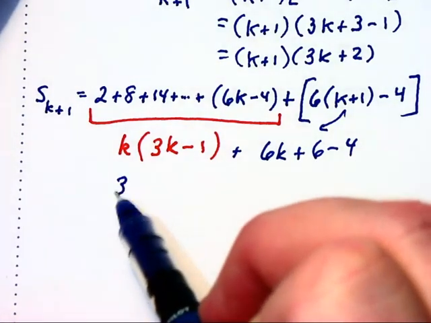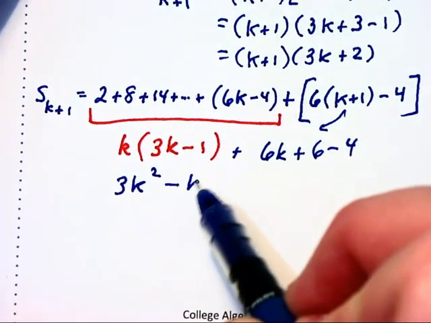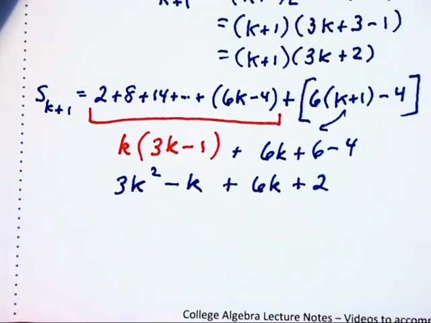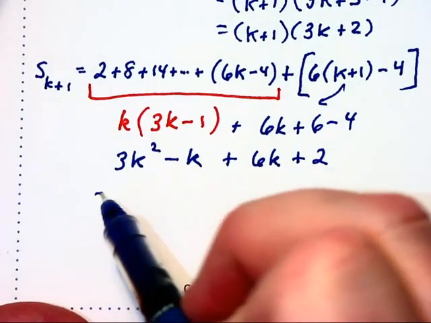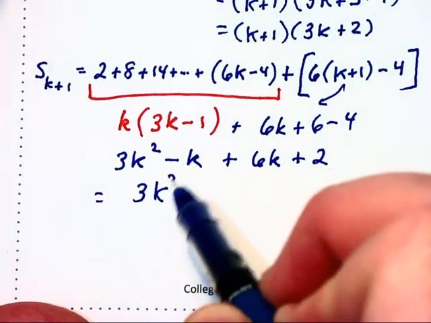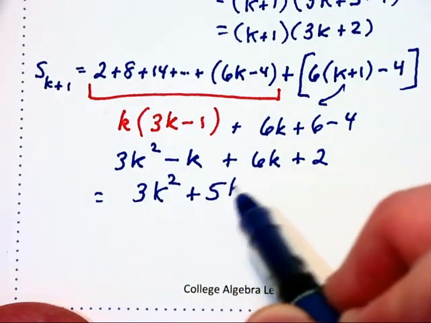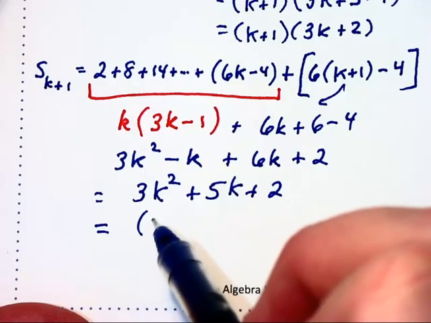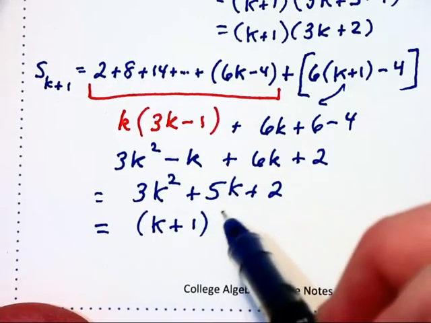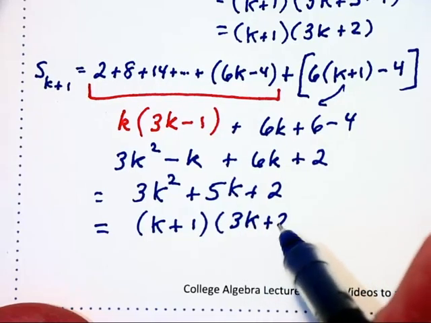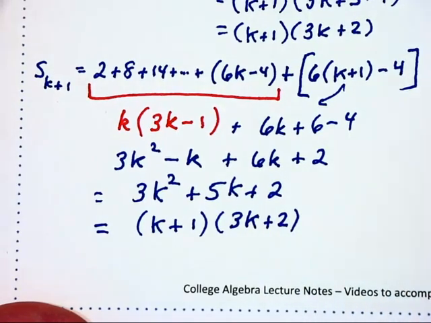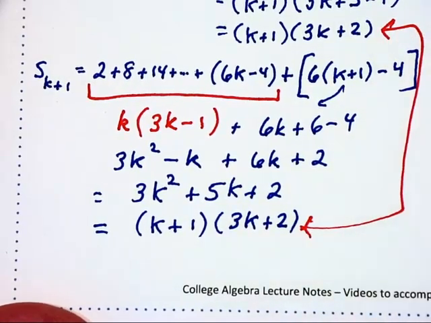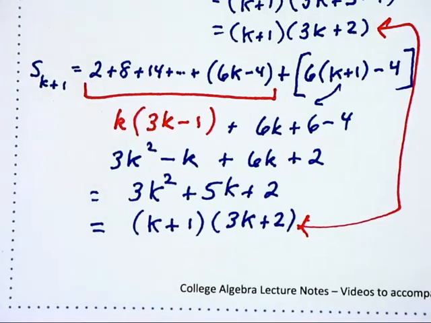We have 3k squared minus k plus 6k, and I'll make this plus 2. And if we combine like terms, this is going to equal 3k squared plus 5k plus 2. Factoring this, we will then have (k plus 1) times (3k plus 2). Now we have shown in two different ways what s sub k plus 1 is equal to, and that basically finishes our proof.